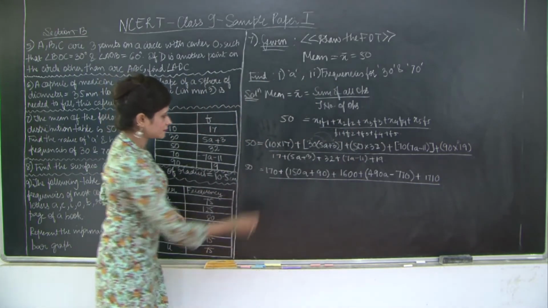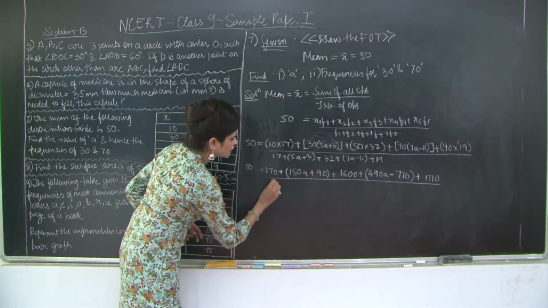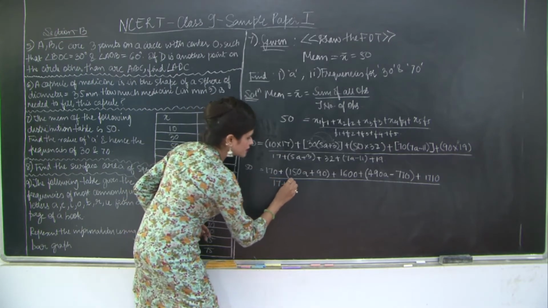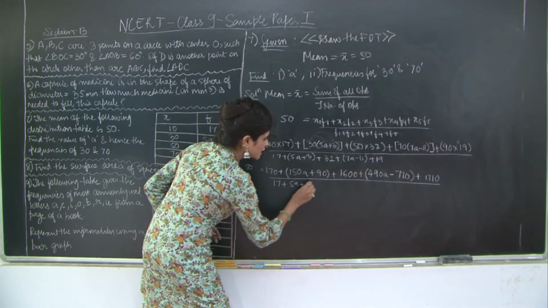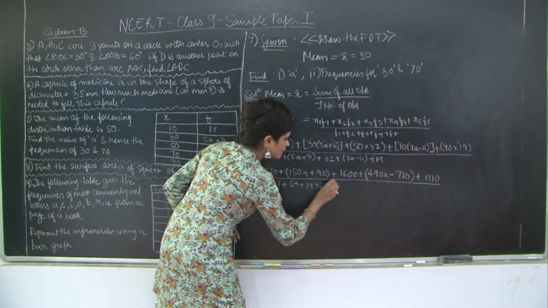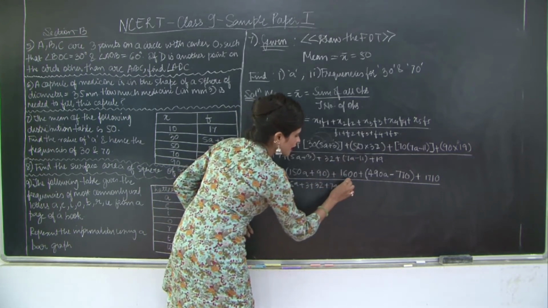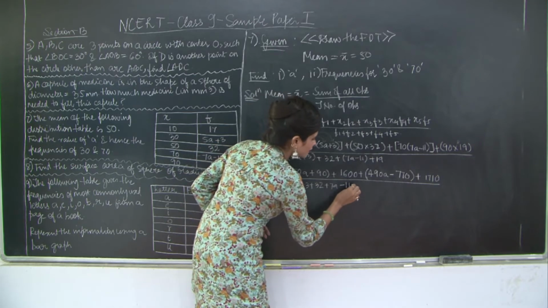Alright. Then I have 17. So I am just going to open the bracket. 17 plus 5a plus 3 plus 32 plus 7a, plus into minus is minus. So minus 11 plus 19.